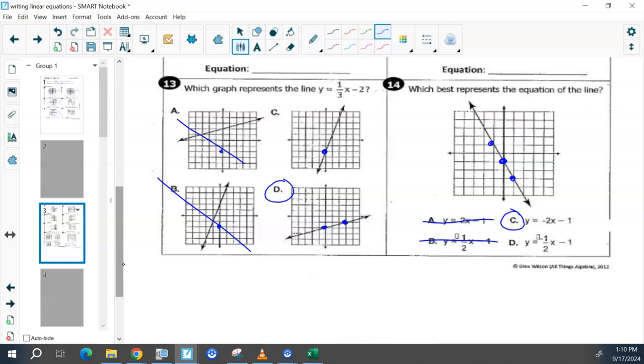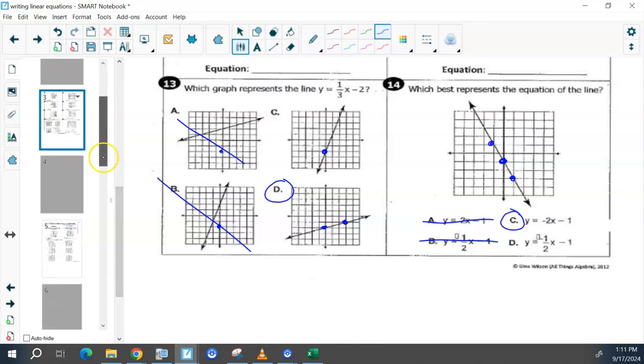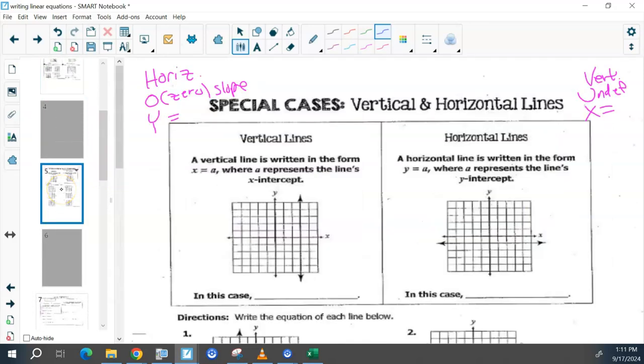Come on to the next page. And I want you to write this at the top. So horizontal lines have 0 slope and are y equals. Vertical lines have undefined slope and are x equals. Eddie, did you write this down?